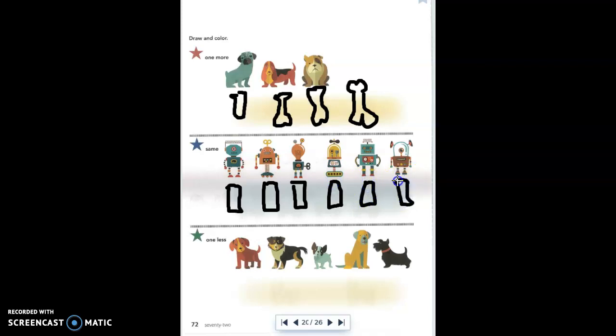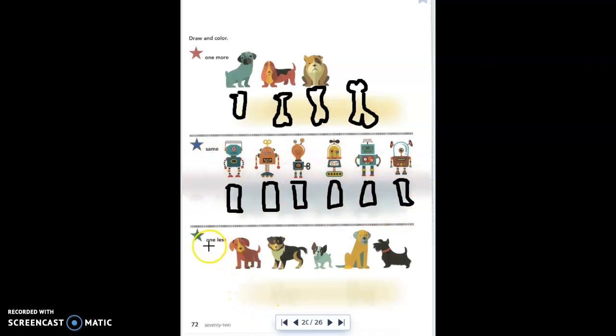I have the same number, and the way I've drawn it makes it easy to tell that I have the same number because I've lined them up for one-to-one correspondence. So I have one robot for one battery, one robot for one battery, one robot for one battery, etc. So I have 6 of each, the same amount.